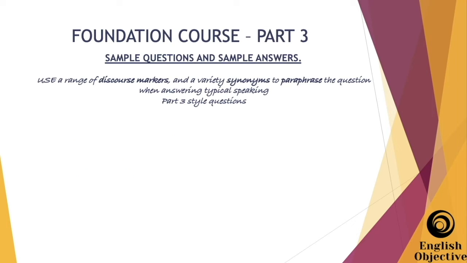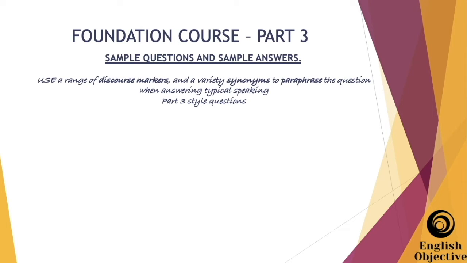What I always tell my students is, in order for you to boost your score to Band 7 plus, you have these 2 pillars in your part 3 answers. You have to carry them out. So you always need to use a range of discourse markers and a variety of synonyms to paraphrase the question.